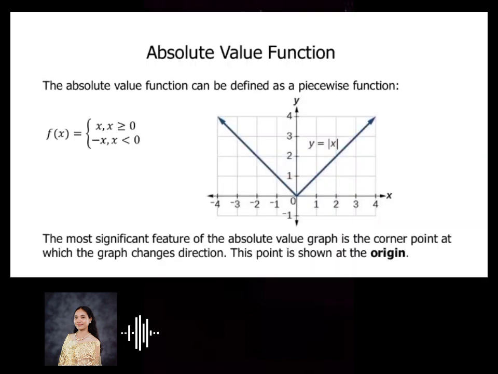Absolute value function. The absolute value function can be defined as a piecewise function. The most significant feature of the absolute value graph is the corner point at which the graph changes direction. This point is shown as the origin.